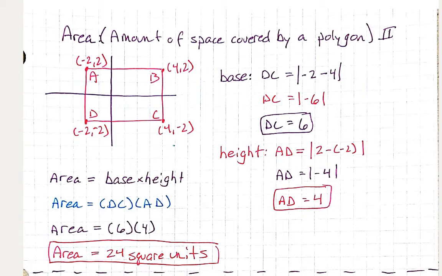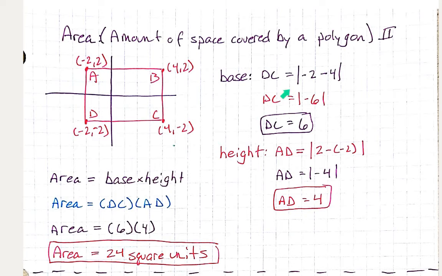Here we're going to look at another example of area. This time we're dealing with a rectangle shape. So the formula for the area of a rectangle is just base times height. The base is DC. So there's point D, there's point C. By the way, in a rectangle, the base could have been DA or AB. It doesn't matter. Any side can be the base.